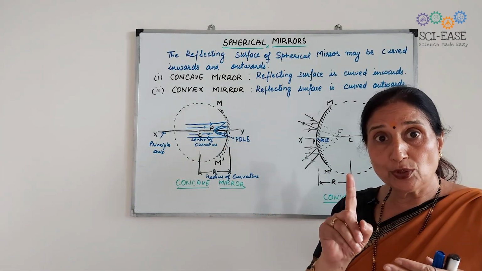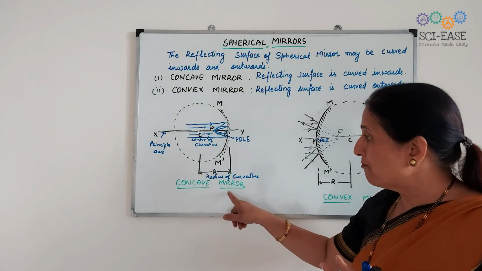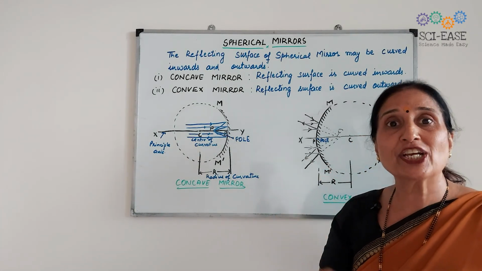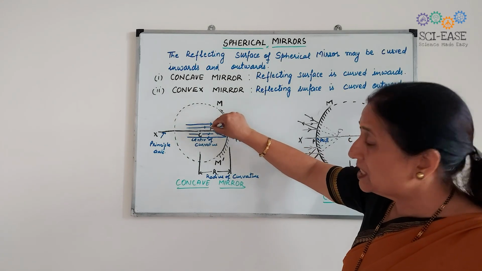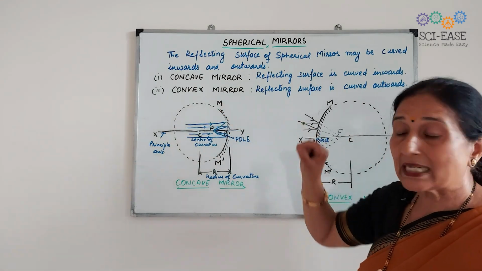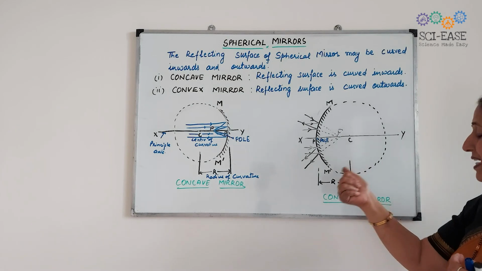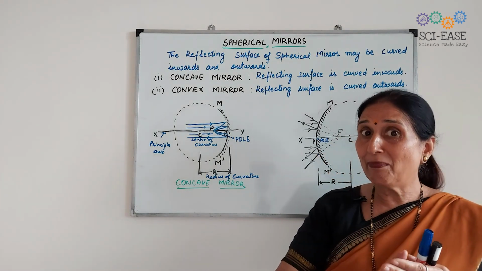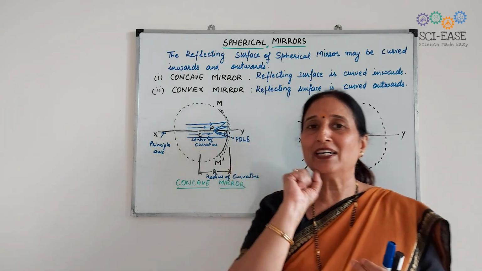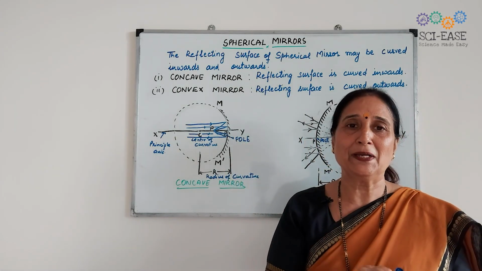I want to tell you one thing, that concave mirrors are the converging mirrors. Here these rays will converge, they will meet at one point. And the convex mirror is a diverging mirror. The thing will become more clear when I tell you one activity.